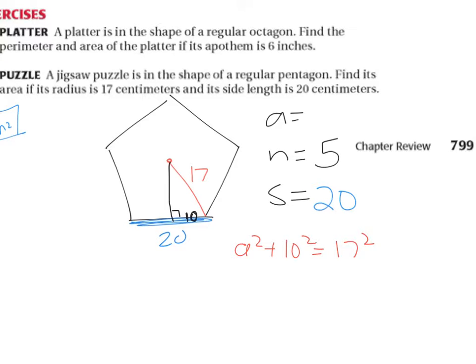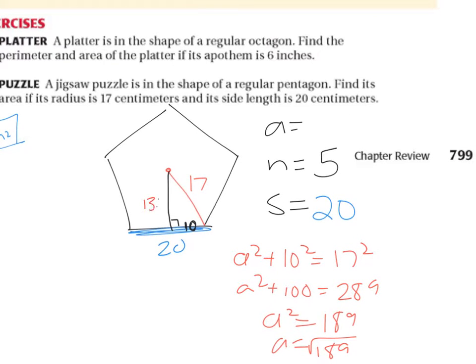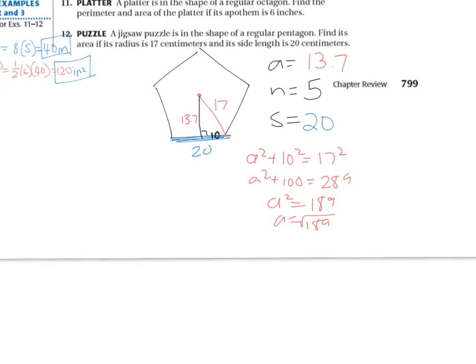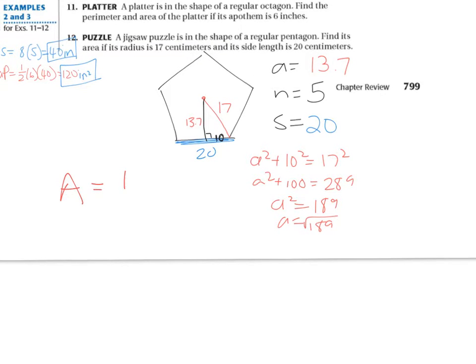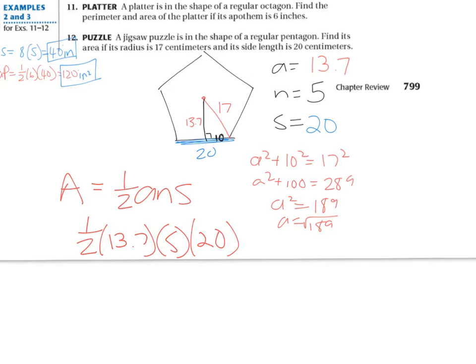So you can do it either way. So a squared plus 100 equals 289. A squared would equal 189. And the square root of 189 is 13.7. That's going to be the remaining side, which is your apothem. And then it said find its area. So this time I can go straight to a, n, and s: 13.7, number of sides is 5, length of each side is 20.